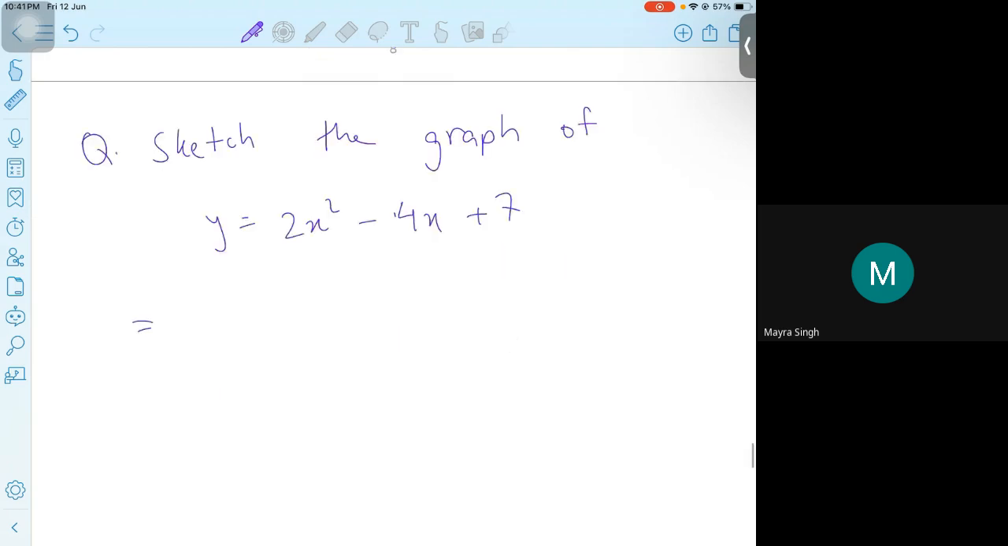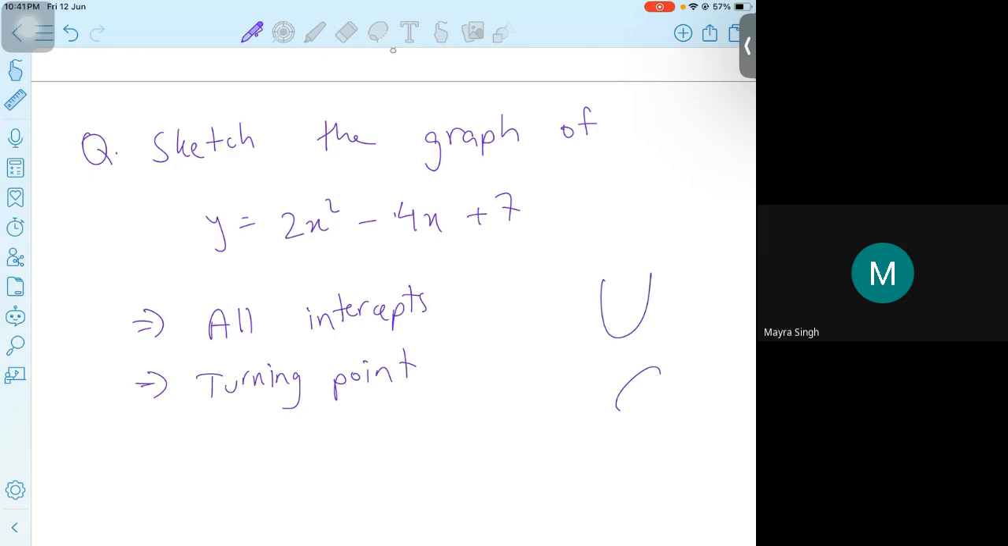You must find all intercepts. That means the x-intercept and the y-intercept. And then you must find the turning point. So remember this. You must find the x-intercept, the y-intercept, and the turning point. There's also going to be some marks for the shape of the curve, whether you chose this shape or this shape. From this question already, I can see that the shape is going to be like this. And this part tells me that the y-intercept, somewhere around here, is going to be equal to 7. Okay, so let's try doing this.